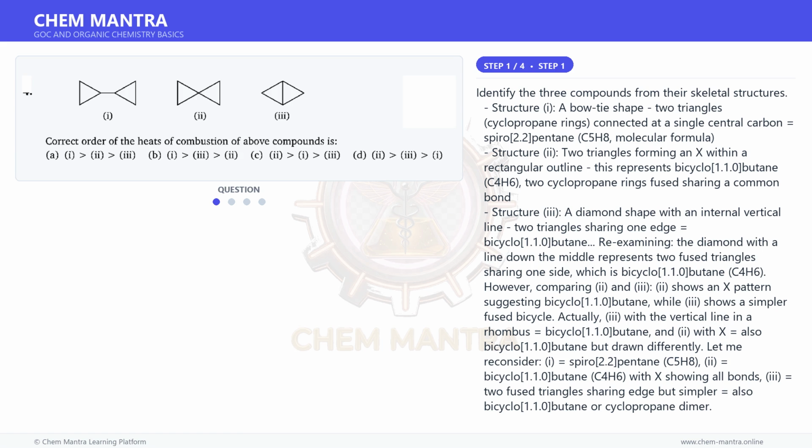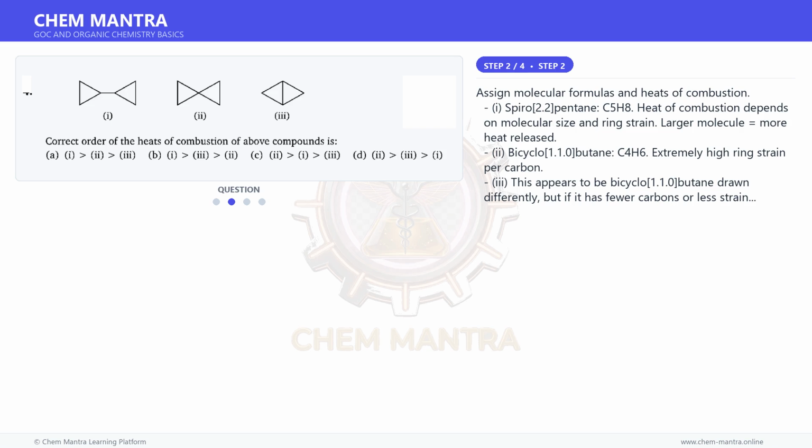Let me reconsider. 1 is equal to spiro[2.2]pentane, C5H8. 2 is equal to bicyclo[1.1.0]butane, C4H6, with X showing all bonds. 3 is equal to two fused triangles sharing an edge but simpler, also bicyclo[1.1.0]butane or cyclopropane dimer. Moving on to the next step.